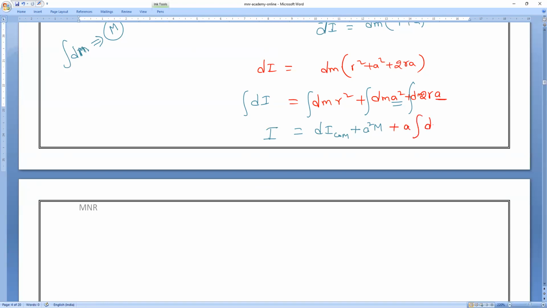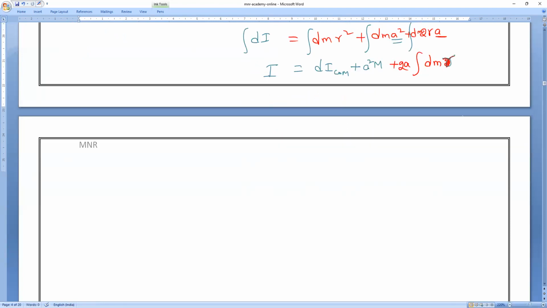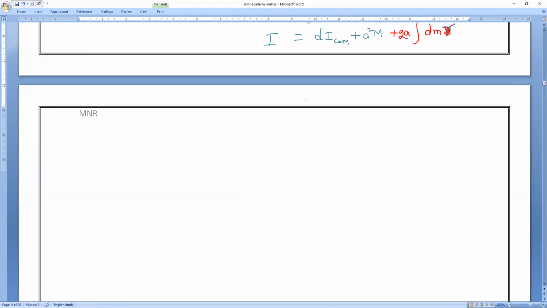Next, you see, integration of dm into 2r. 2 is also constant. Integration of dm r. Will you all agree with me? Please respond, guys. Integration of dm r. Yes, sir. Now let me see what will happen.